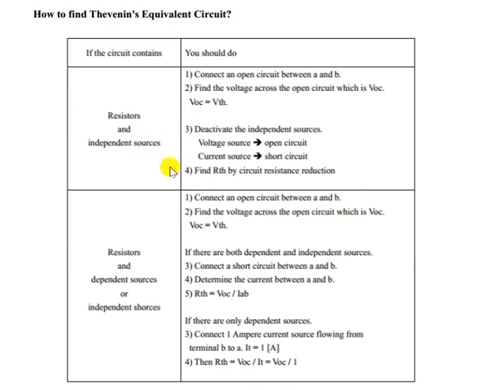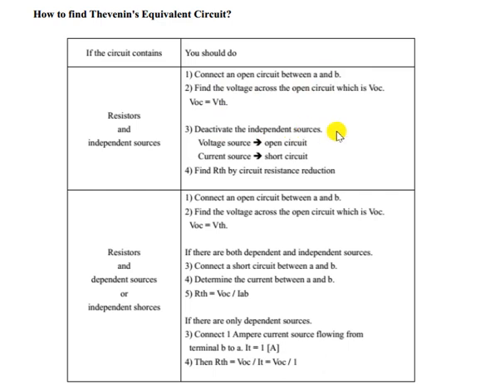So now let us summarize that. If the circuit contains only resistors and independent sources, then we have to remove the load resistance between point AB. We have to find the voltage across the open circuit, that is equal to VTH, Thevenin voltage.